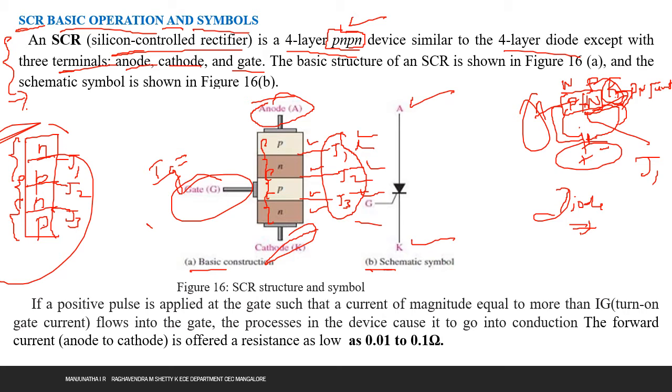So just assume that we are using both the sides, from the anode and cathode. Also I am using a gate current. So at a certain value of the gate current we are able to break down J1, J2, J3. So that we say is the gate current or triggering pulses.